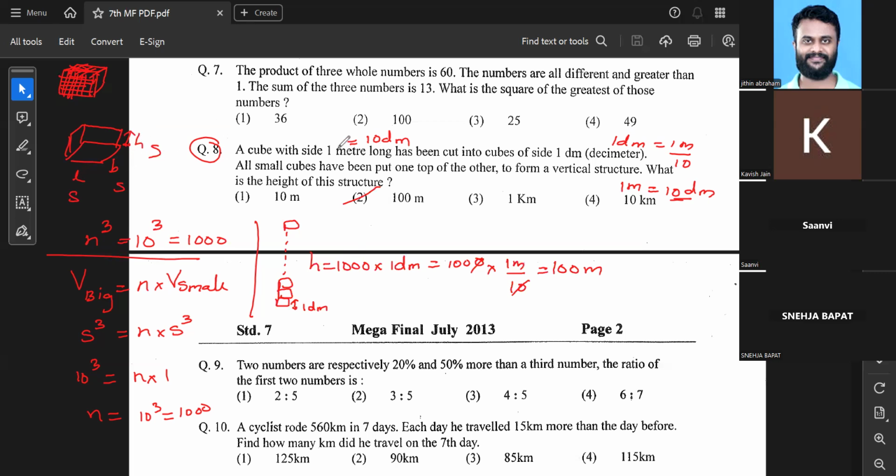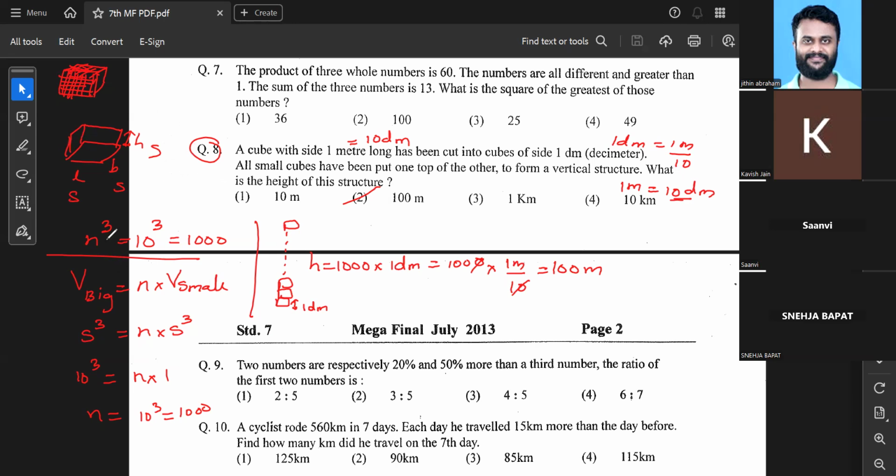Its initial side is 1 meter long, which is also equal to 10 decimeters. Then it is cut into small cubes, where each cube has 1 decimeter as its side, which is basically 1/10 of whatever it was initially. So कितने में break किया? 10 parts में break किया.